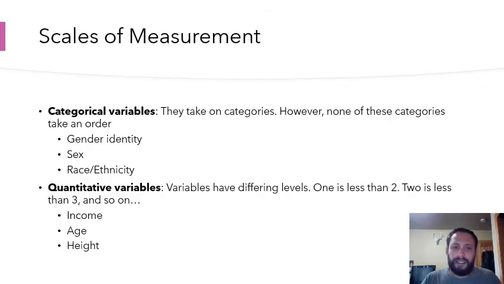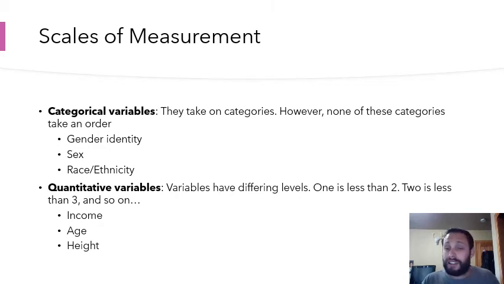So next thing I'd like to talk about are scales of measurement. There are two types of scales of measurement, and we can subdivide these even more in the next slides, which I'll be talking about. But the two basic types are categorical variables and quantitative variables. Categorical variables are exactly as they say. They take on different categories. However, the caveat is that none of these categories take an order.